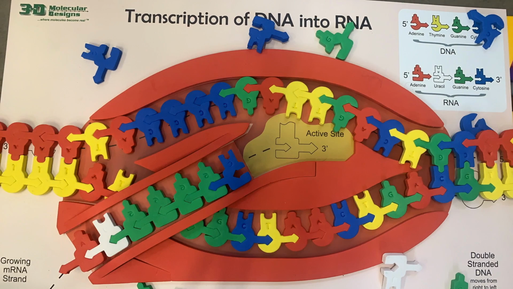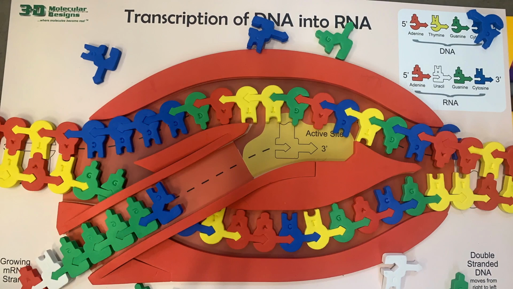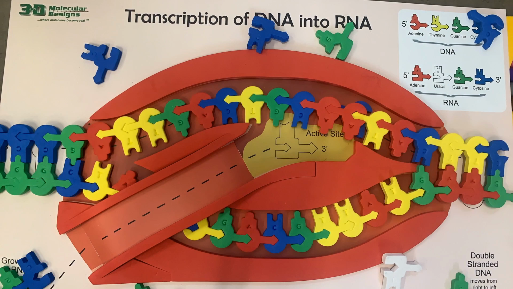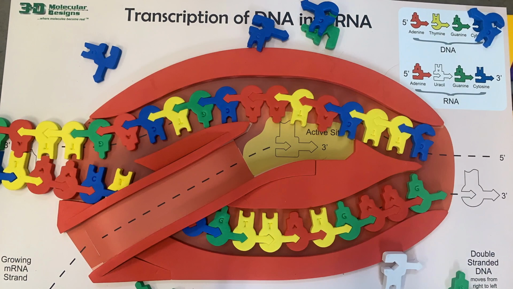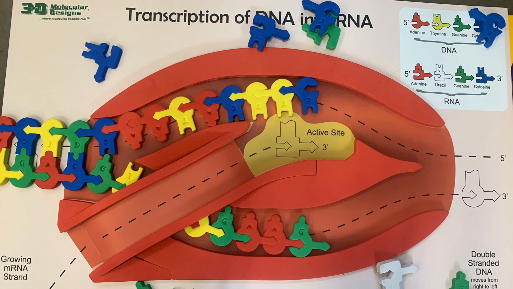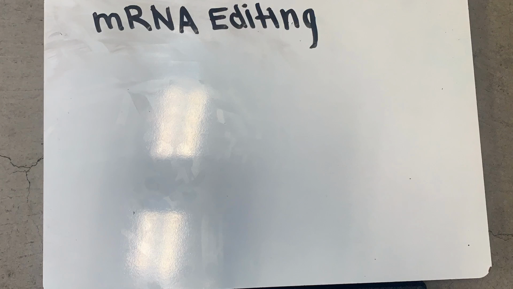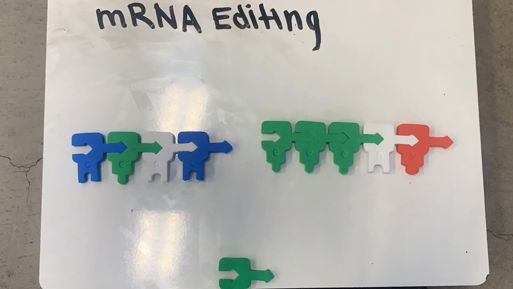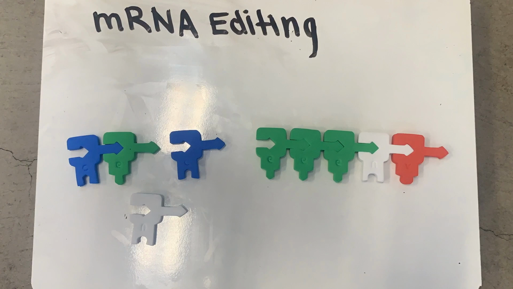Then one of the strands of DNA is used as the template from which RNA nucleotides assemble into complementary strands of RNA. However, the compound uracil takes the place of thymine in RNA. Then the mRNA, which is the RNA that carries genetic instructions from the nucleus to the ribosome, is edited.